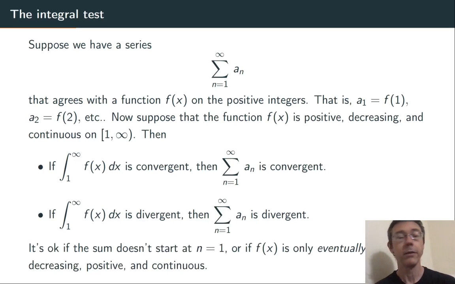It doesn't really matter if you start at n equals 1, could be any other value, n equals 0, n equals 10, whatever. And it's also okay if the function f of x doesn't start out positive, decreasing, and continuous, as long as it becomes positive, decreasing, and continuous eventually, and then stays that way.